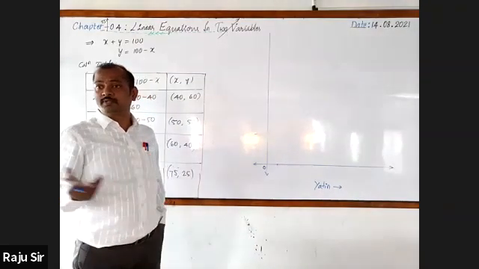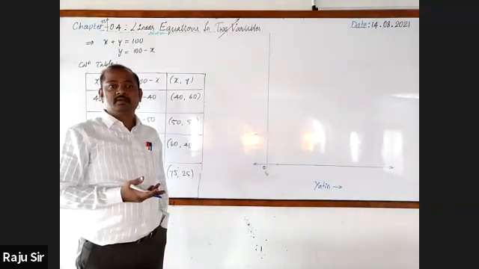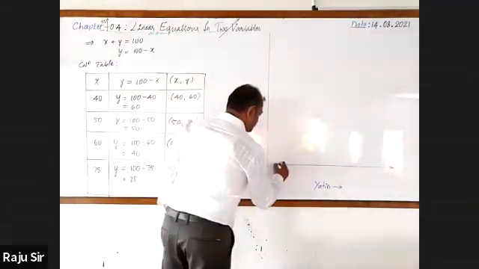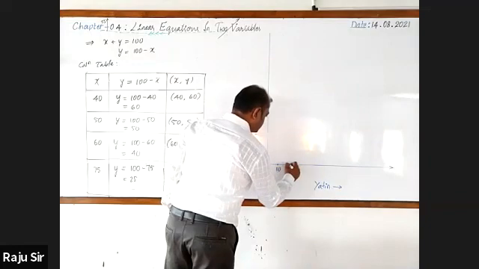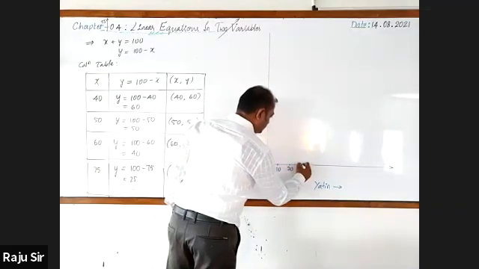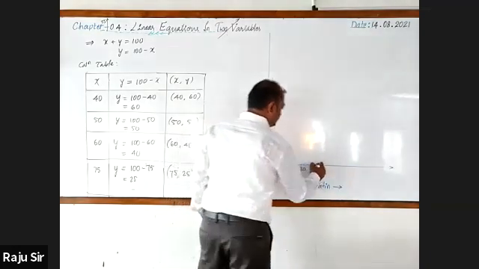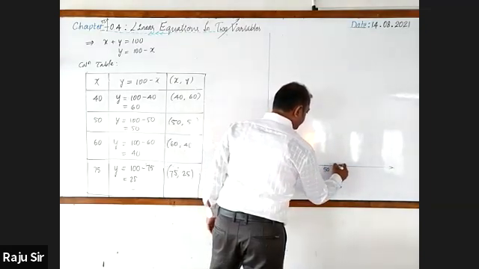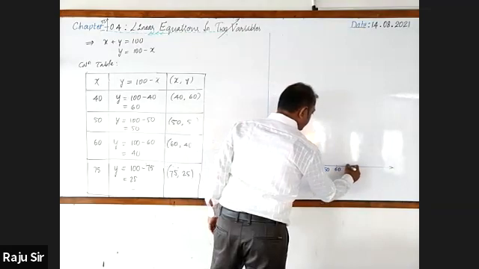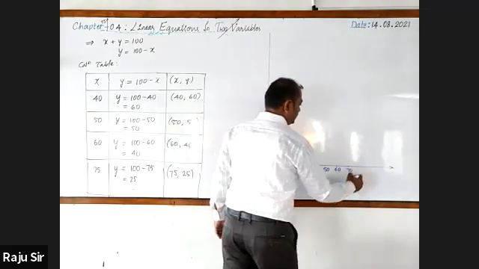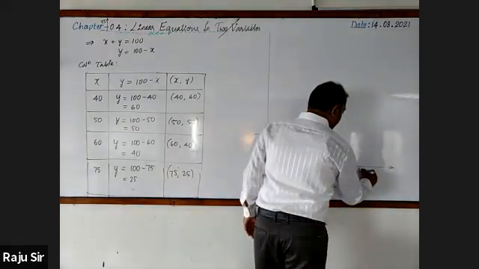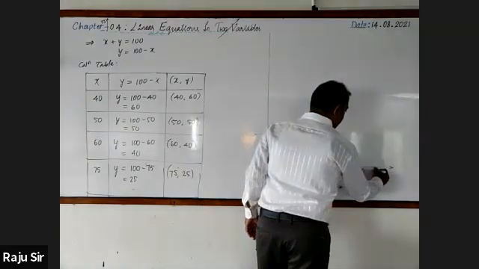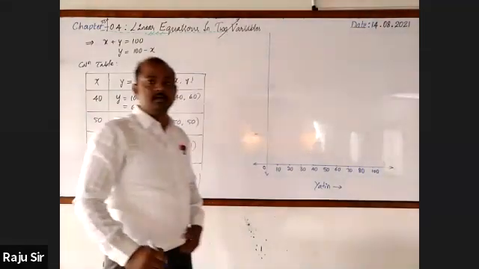Here we have taken the amount as rupees. Got it? Right. It is 10, 20, 30, 40, 50, 60, 70, 80, 90, 100.